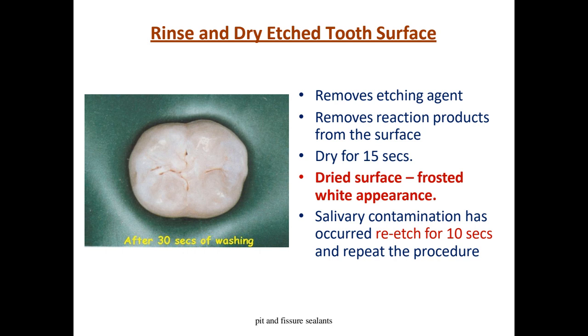Now, if salivary contamination has occurred after the etching, you remember what we said: 1 second of exposure of saliva onto the etched surface causes a protein layer which is resistant. To remove that protein layer, we need to do vigorous irrigation for a period of 30 seconds. So if there is salivary contamination, what do we need to do? We need to re-etch the tooth for 10 seconds more. The normal etching time, and with that, if there is contamination, we need to etch for 10 seconds more. Usually we should not do this. We need to maintain proper isolation so that it does not happen.